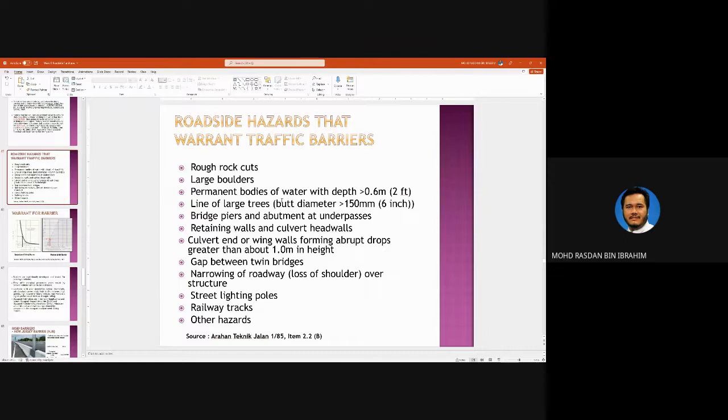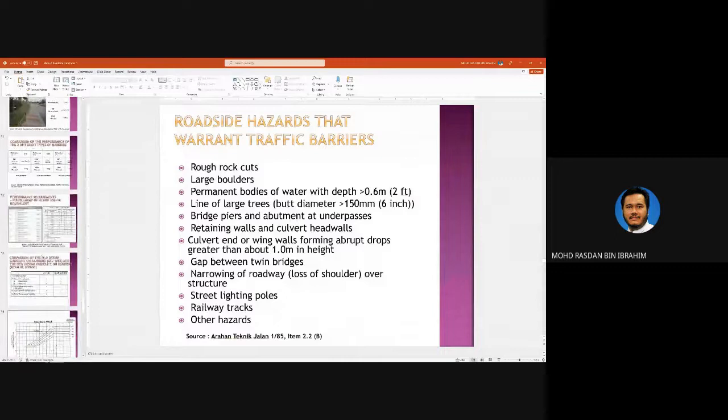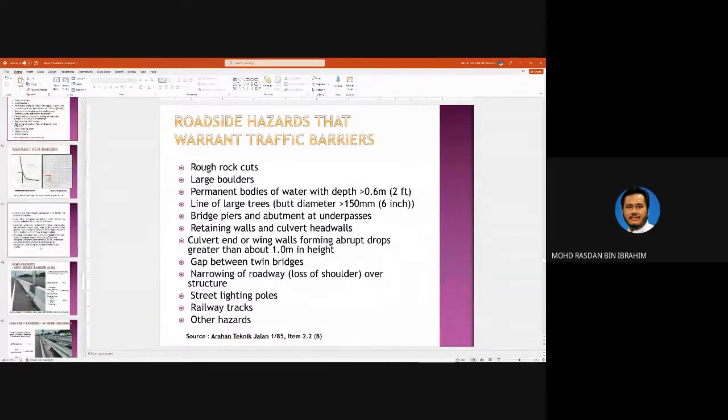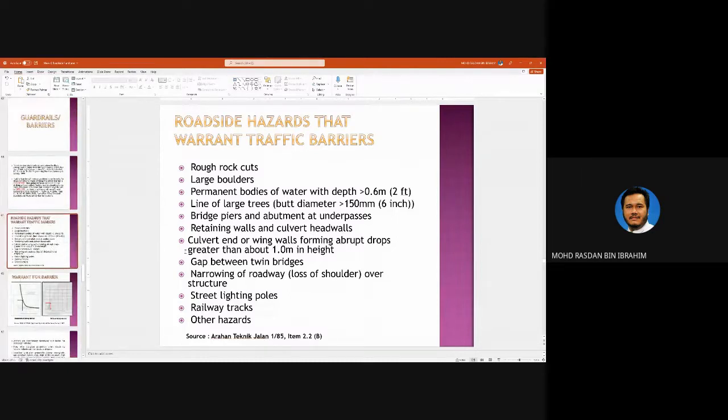It would be better if I could have pictures for this. Okay, retaining walls and culvert head walls, and also culvert ends, gaps between twin bridges, narrowing of the shoulders, street lighting poles. Sorry, I don't have pictures, I haven't put the pictures in yet. It would be better if I could have pictures.